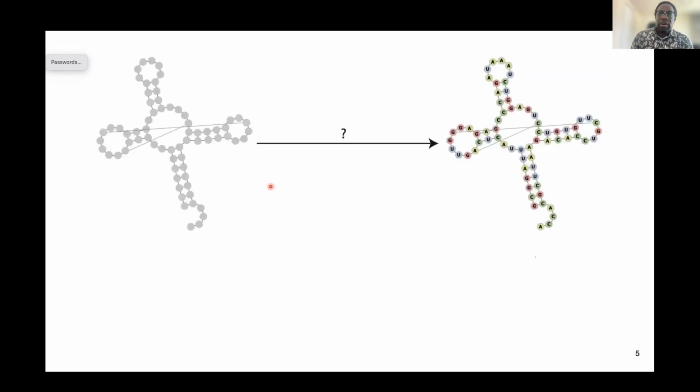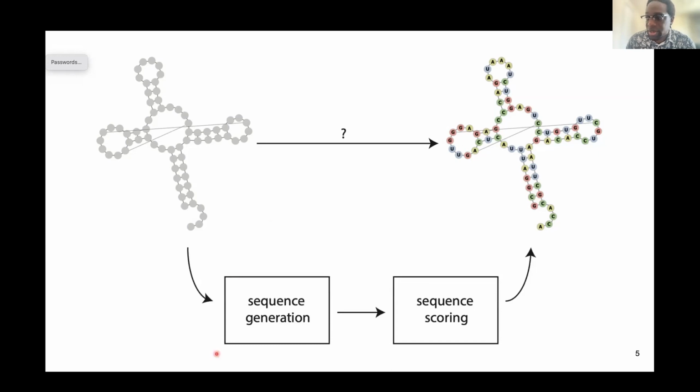In our hands, the way we thought about this problem is as a two-step problem. The first is sequence generation, which means we're trying to generate a set of sequences that are likely to allow the RNA to adopt the target structure. And then there's an additional refinement step, which you can think of as sequence scoring. You have a bunch of sequences, and you might want to prioritize some over others if you had to make decisions as to which ones you actually want to synthesize and test in the lab. So today the focus is going to be on sequence generation.